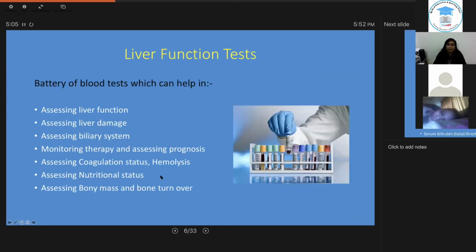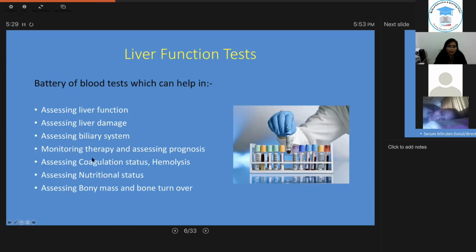So just by doing a set of biochemical tests, we cannot assess the liver entirely. But still, whatever we are assessing can give us a lot of information. We can assess some of the liver functions. We can assess liver damage. The biliary system can be assessed by doing liver function tests.